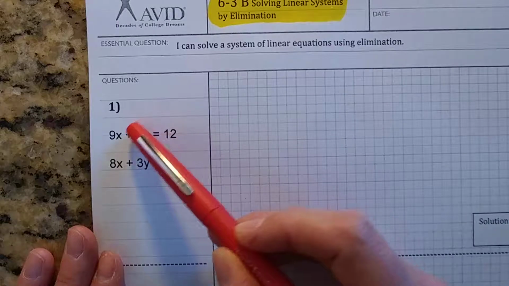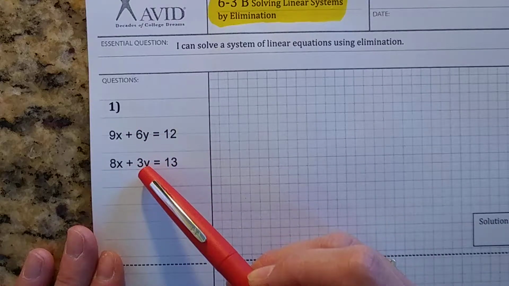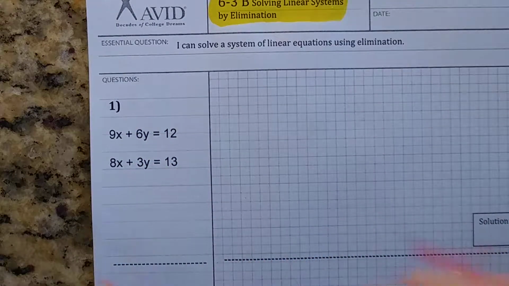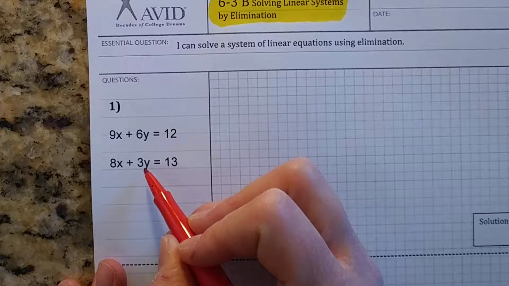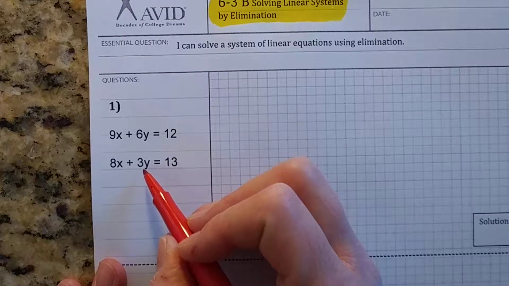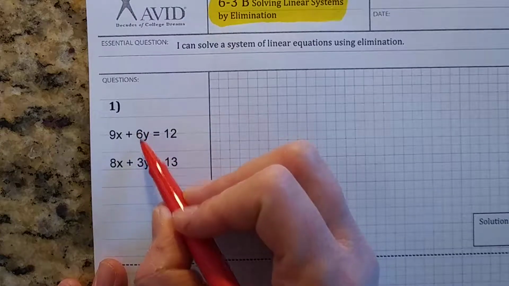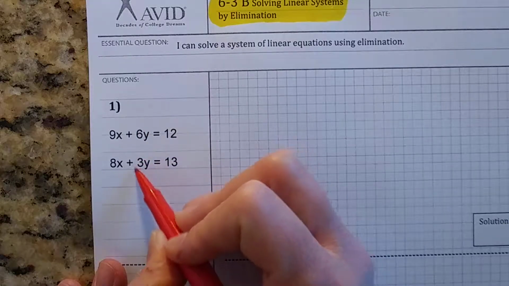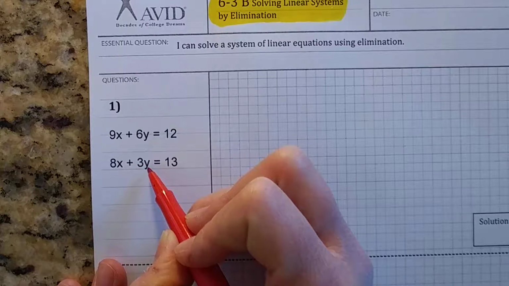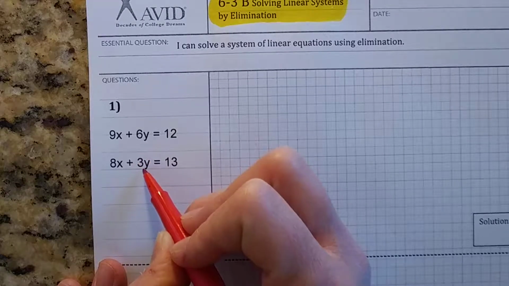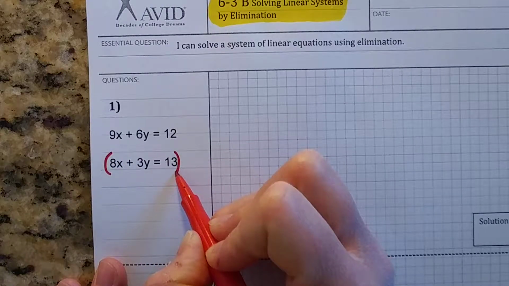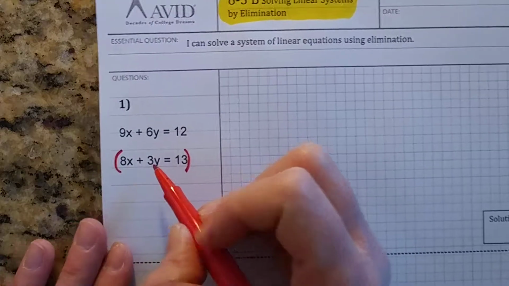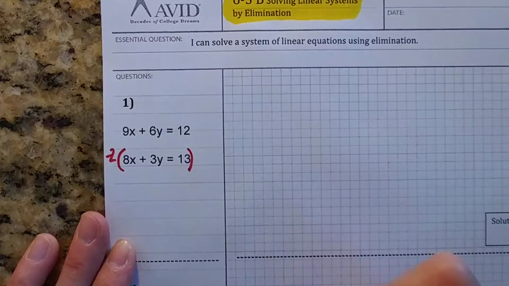Do you see how the y is 6 here and it's 3 here? Could we turn the 3 into a 6 by multiplying by 2? We could. However, we need to get them to cancel, and they can't both be a positive 6y. This one, we'd have to make a negative 6y. So to get 3y to be negative 6, I'd have to multiply the entire bottom equation by negative 2. I'm going to write that right here to remind me.